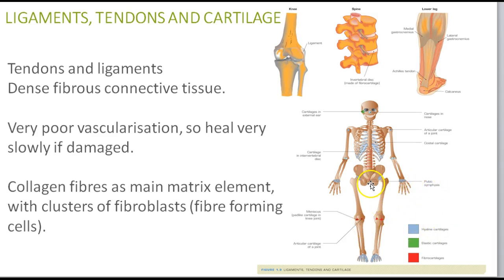Again, our pubic symphysis is pointed out here. That is in red, so it's fibrocartilage. And our costal cartilage here is what joins our rib cage to our sternum. And articular cartilage, again, in our shoulders, elbows, wrists, and in our feet.